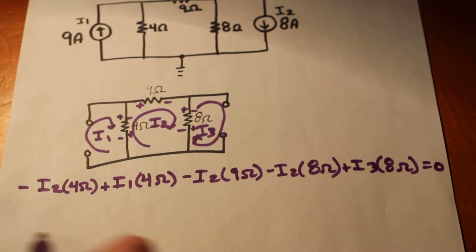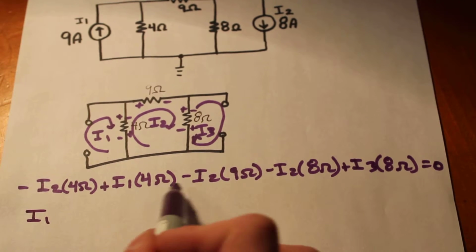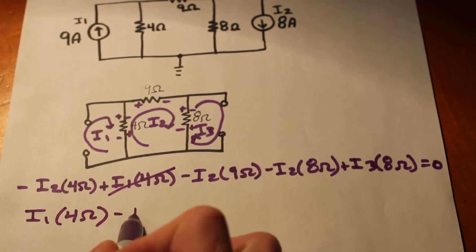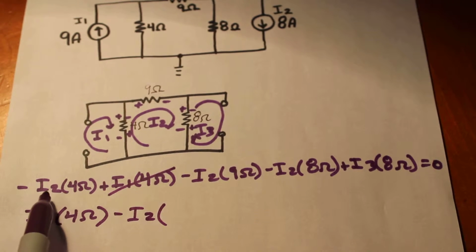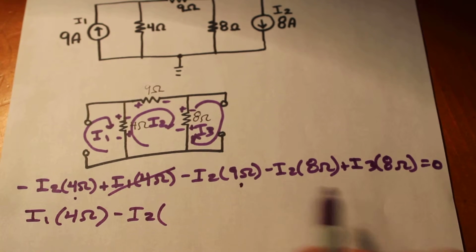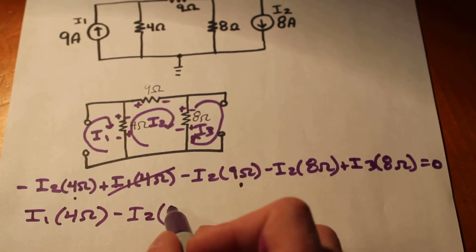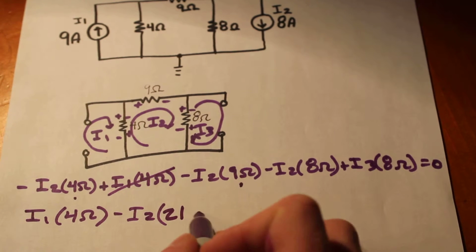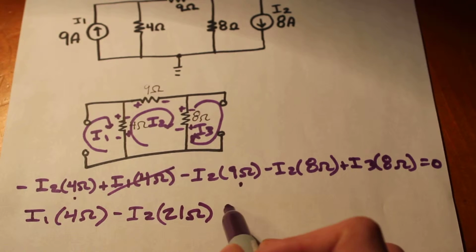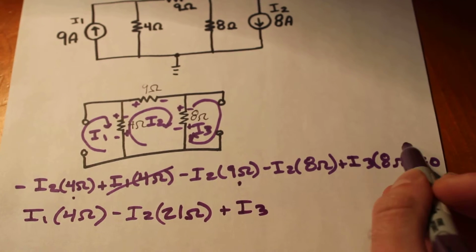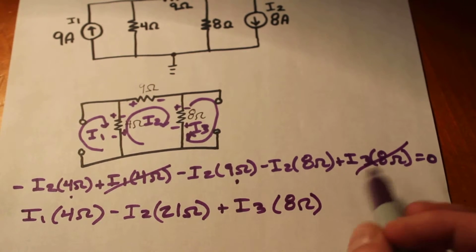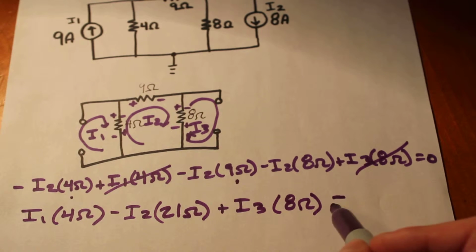So let's do what we usually do. For I1, all we have is 4 ohms. We're just compiling everything right now. Then for I2 we have 4, 9, and 8. What does that give us? That gives us 21. My math may be wrong, you never know. Then we have plus I3, and the only I3 coefficient is 8. And that is it, equals 0.